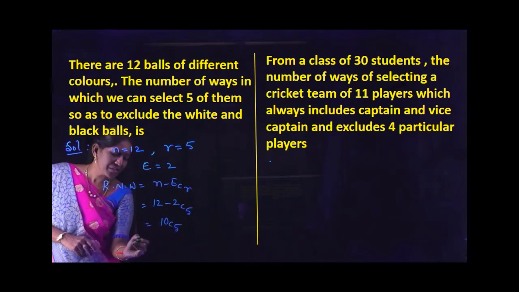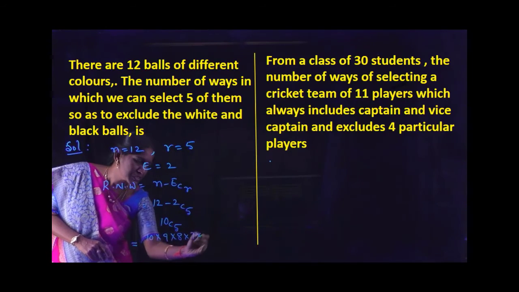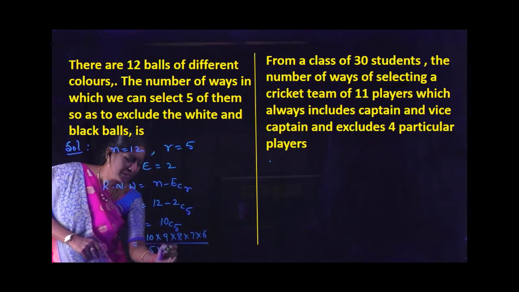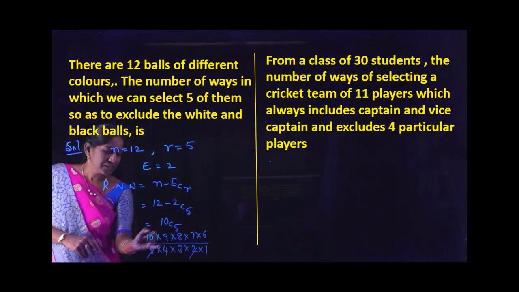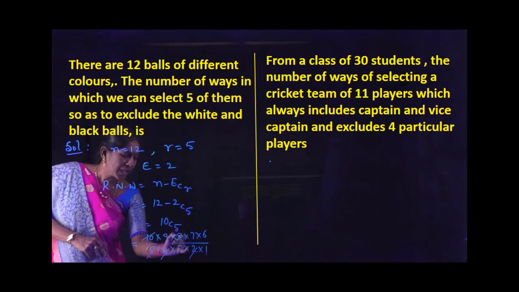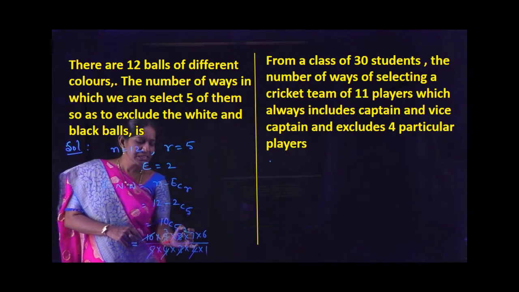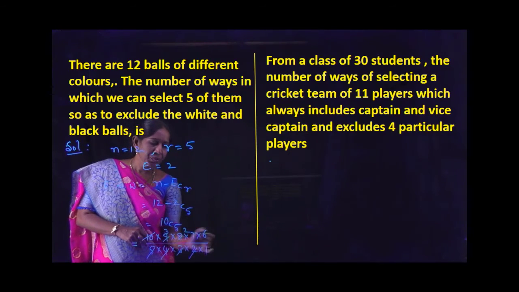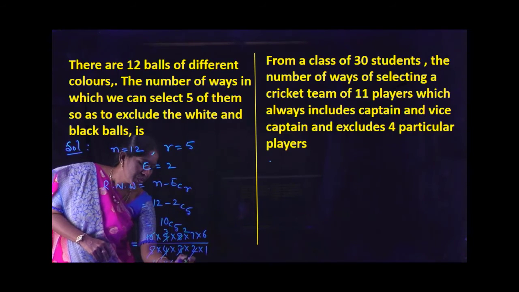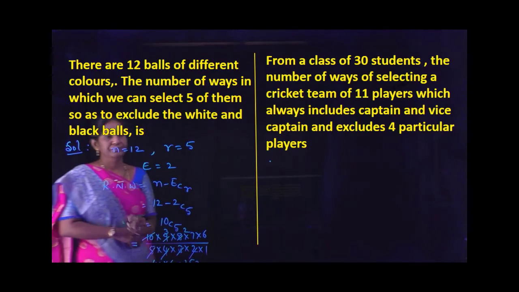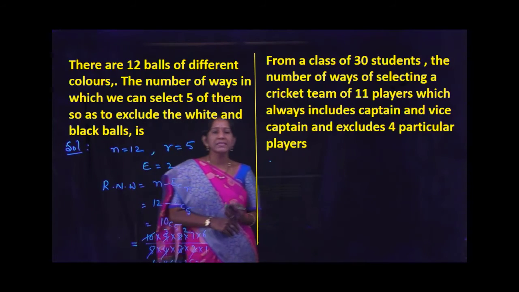The value of 10C5 is to be found: 10 into 9 into 8 into 7 into 6 by 5 into 4 into 3 into 2 into 1. By cancellation, 5 into 2 is 10, so 10 gets cancelled. 4 twos get cancelled and 3 gets cancelled. Then 3 into 2 is 6, 6 into 7 is 42, 42 into 6, the value 252 will come. So when there are excluding things, the required number of ways is n minus e C r.